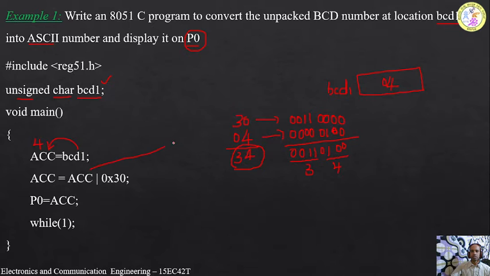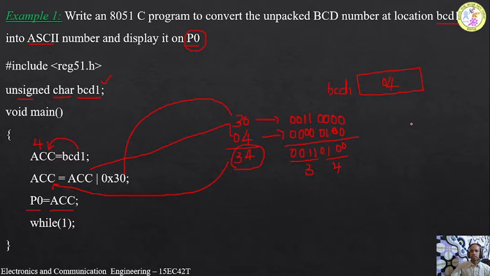Accumulator contains 04 and this 30 is nothing but this 30. So when we are performing the OR operation, where is the result stored? The result is stored back to the accumulator again. And from the accumulator, that result will be sent to P0, because we display it on P0. The question is, after conversion, display it on P0, port 0. Then keep executing this instruction while(1) along with the semicolon. Then the microcontroller, after the execution of this, will enter into the infinite loop.